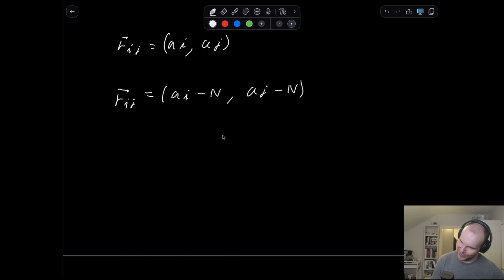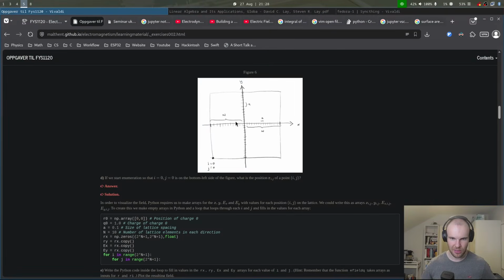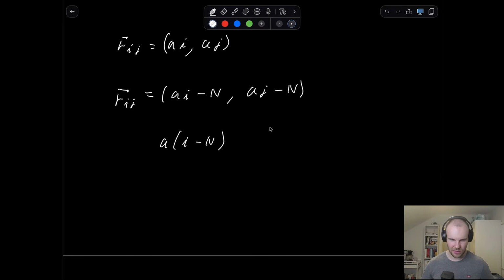Either i or a has to go outside. It's of course a times (i minus n), isn't it? If i is equal to 0, we get a times minus n. We get n steps and a distance. Yeah, that should be correct, shouldn't it? And j minus n instead.